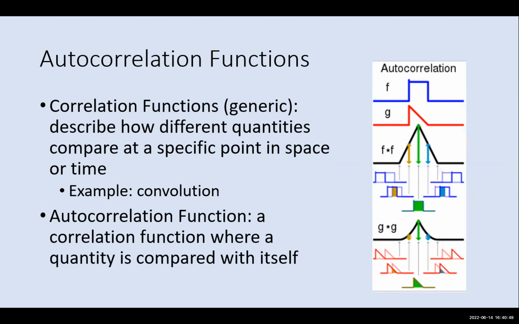Generally speaking, correlation functions describe how different quantities compare at specific points in time or space. In a differential equations class, for example, you may have heard of convolution. An autocorrelation function is just when we have a quantity that's being compared with itself. Credits to the Wikipedia page that describes it. It gives a visual example: if you just look at the F, that would be an autocorrelation, and if you look at the G against itself, that would also be an autocorrelation.